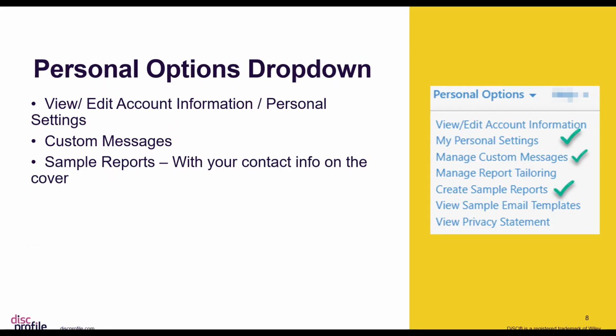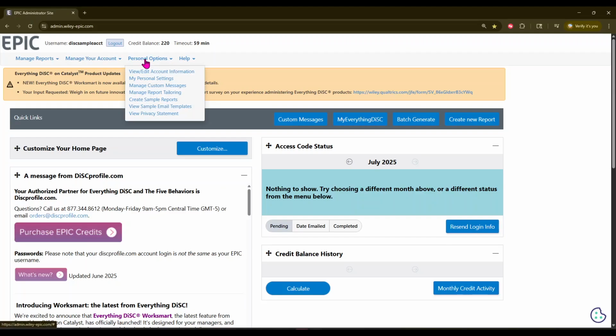One of the last drop downs that we'll go through in Epic is going to be the personal options dropdown. So there is an opportunity for you to view/edit your account information, manage those custom messages, and create sample reports, but they do have your contact information on the cover versus ours. So it's a little bit nicer to have that. Personal options is going to be third from the left, and we'll go ahead and click on view/edit account information.